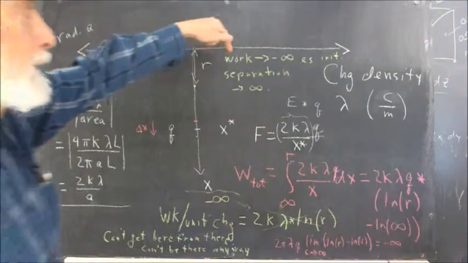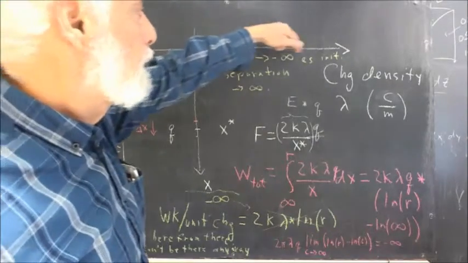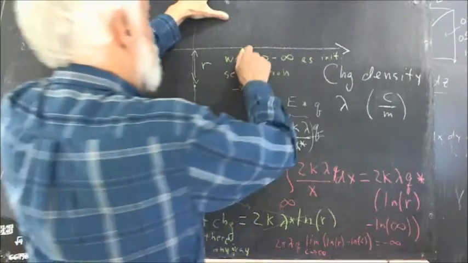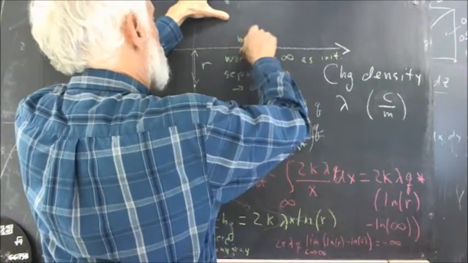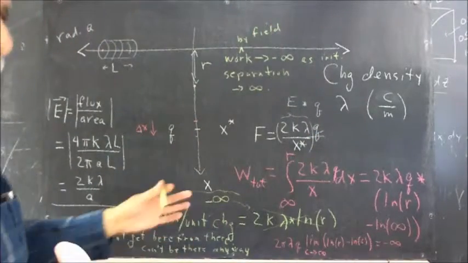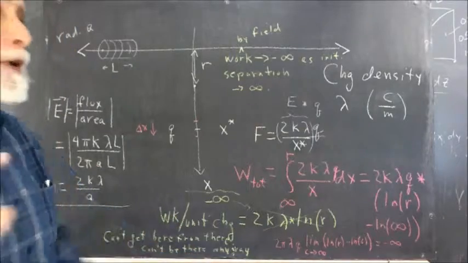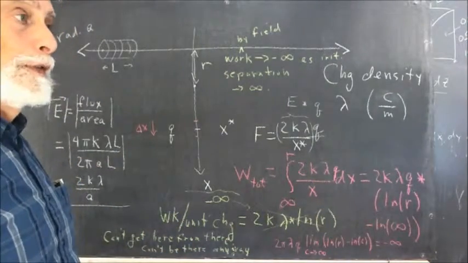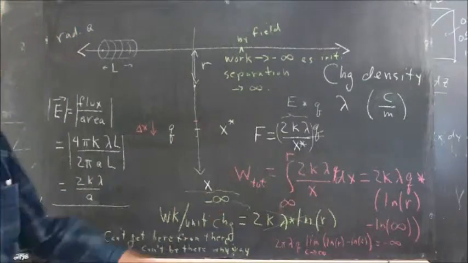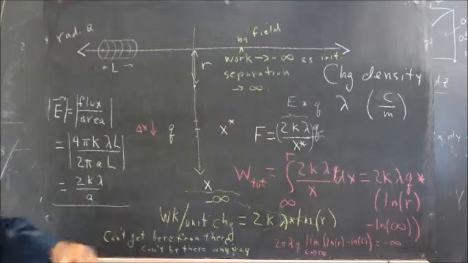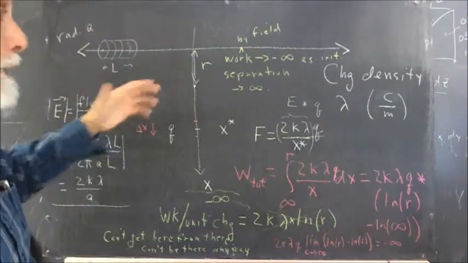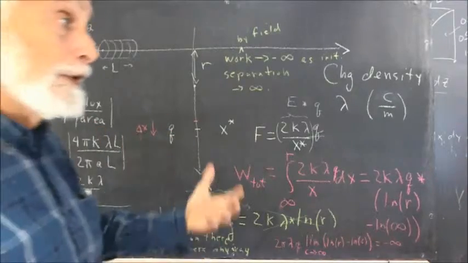So I make a further statement that the work approaches negative infinity as the separation approaches infinity, and that's the work done by the field. The work I would have to do would approach infinity as the separation approaches infinity. In other words, there's no limit to how much work I've got to do if I move further and further and further away and try to approach within distance r. Unlike the situation if I'm approaching a point charge, which is finite.